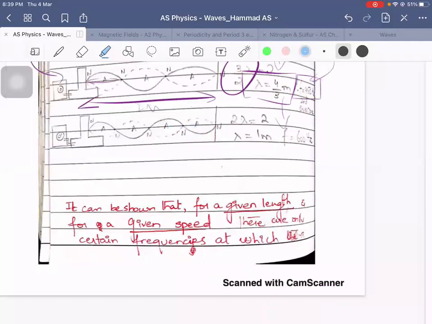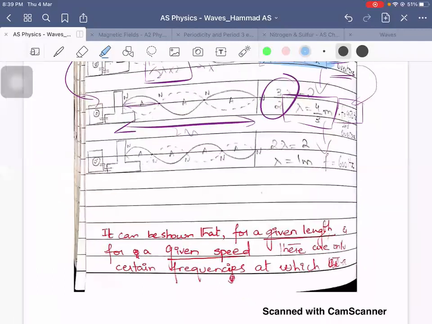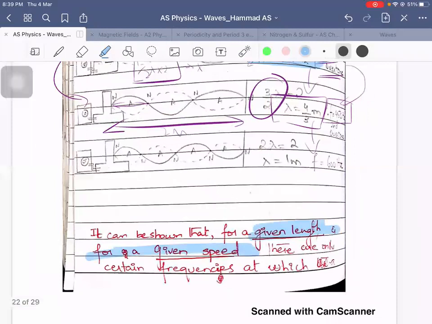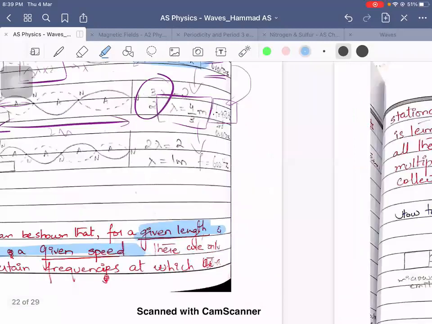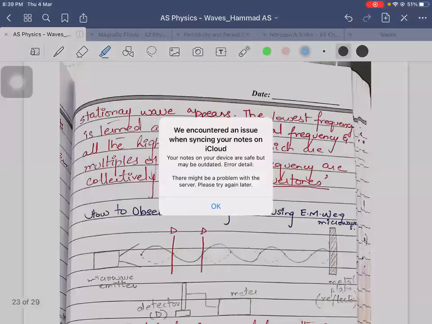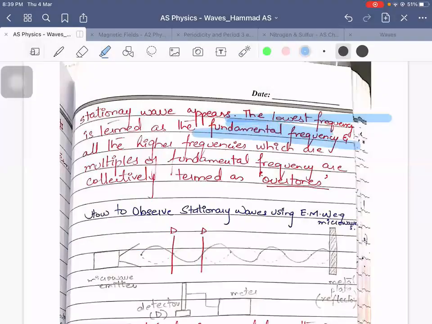It can be shown that for a given length and for a given speed, there are only certain frequencies at which a stationary wave appears. The frequency is... And all of these frequencies above the fundamental are called the overtones.